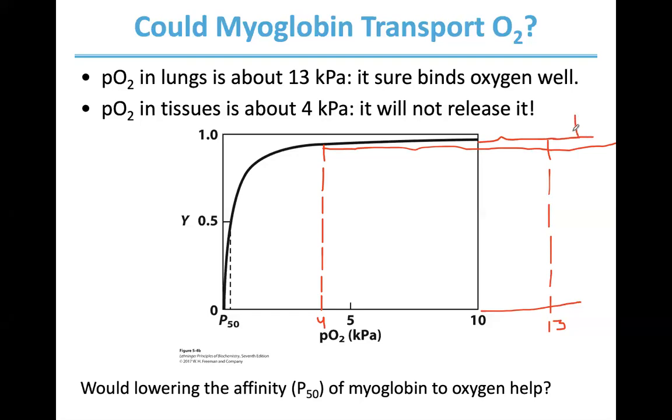Now obviously it looks much better than it actually is, but this is how much oxygen will be released in the tissue. Basically, the amount of oxygen released in the tissue depends on the difference in the partial pressure of oxygen in the lung versus the tissue. And we have very, very little. Does this make sense? So you want this gap to be as large as possible.